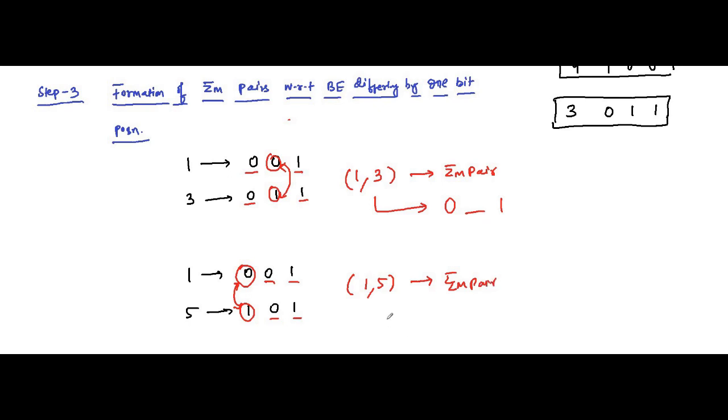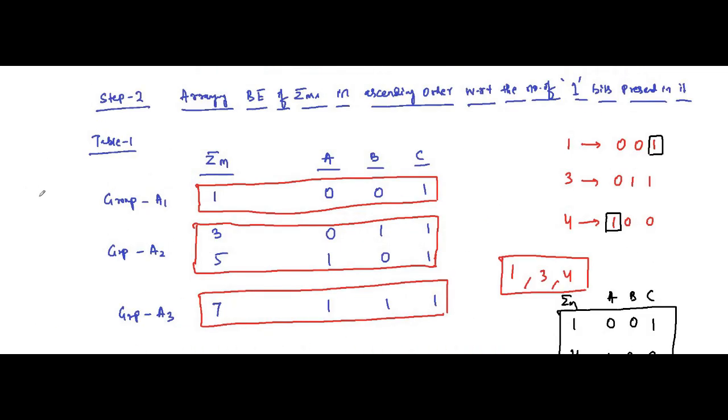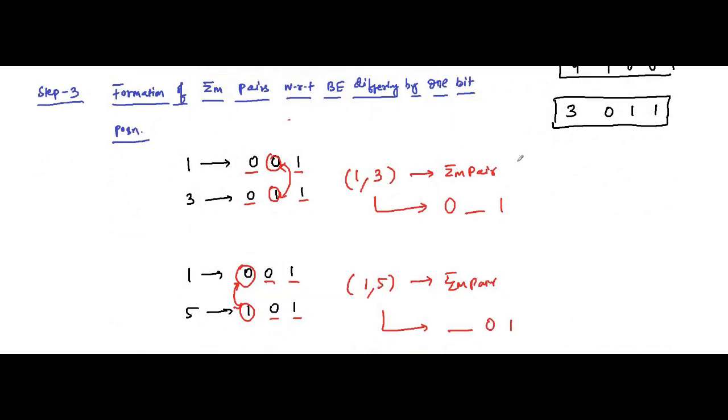and it will be represented as a dash, a blank space in the MSB where the bits are differing, and then we'll keep the identical bits as they are. So between groups A1 and A2, 2 minterm pairs are formed. Okay, between groups A1 and A2, these are the 2 minterm pairs, 1, 3 and 1, 5.